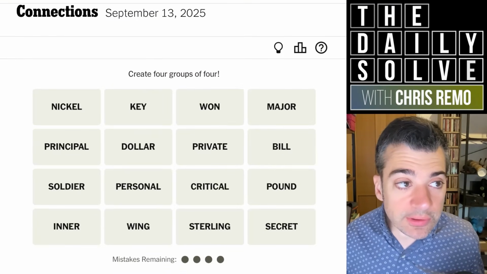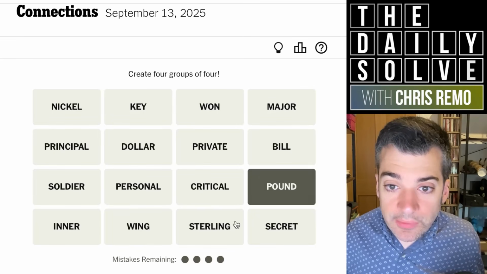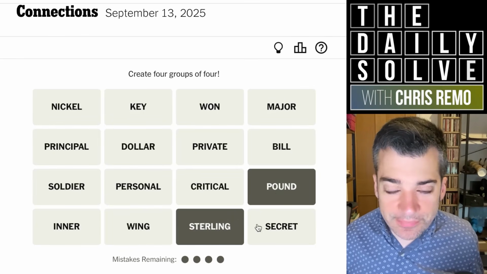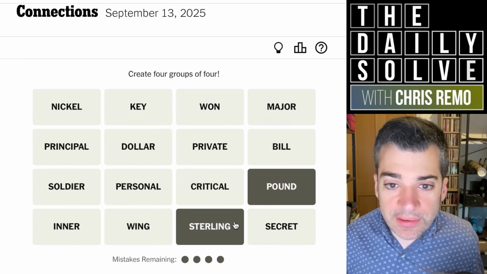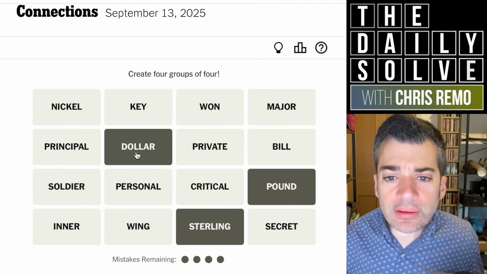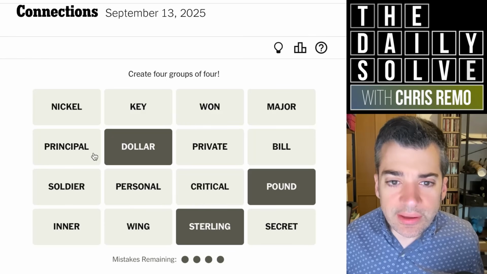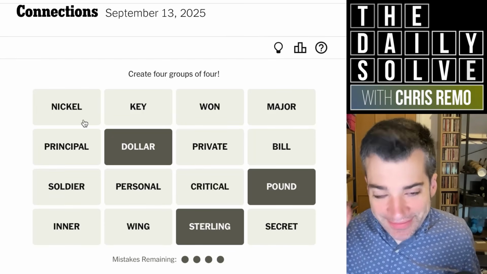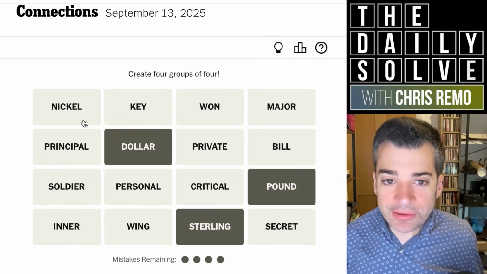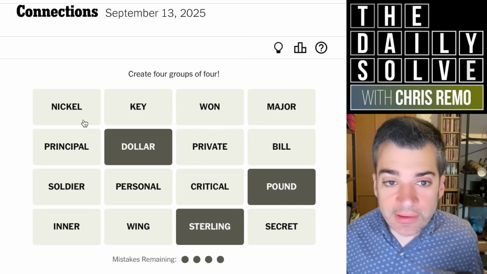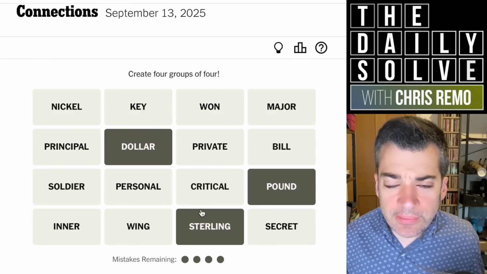What do we have today? The pound sterling, the British currency. Those probably won't be in the same category, but we have dollar as well. Right, so it's probably one of... No, never mind. I was going to say nickel because that's a coin, but that's not in itself a unit of currency. That's a denomination of currency. The dollar is the unit.